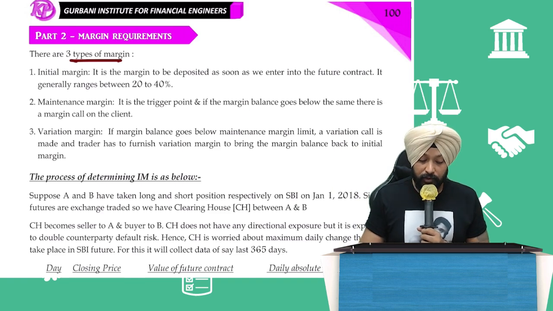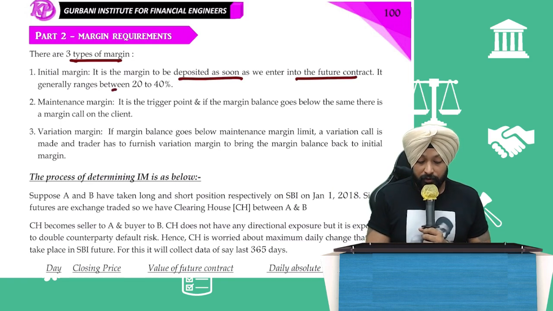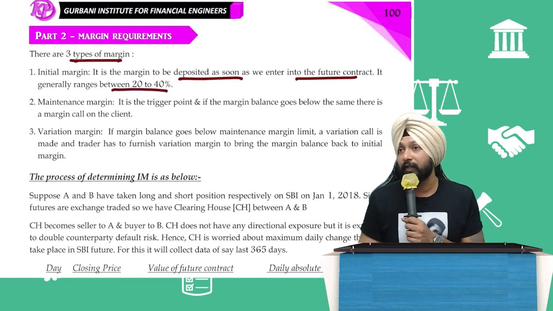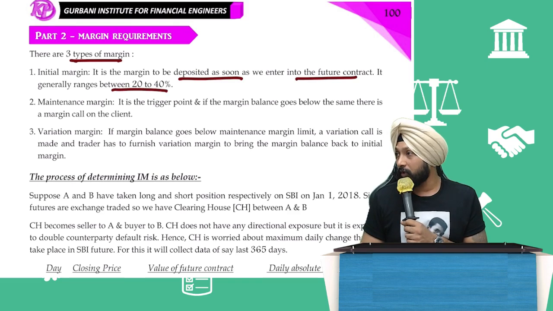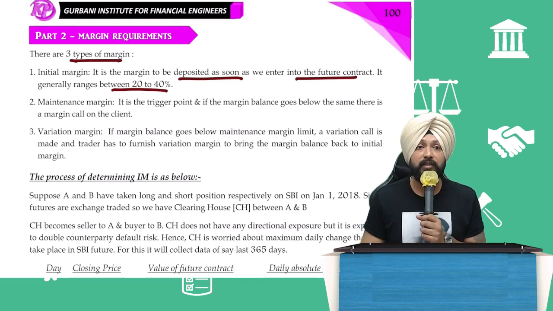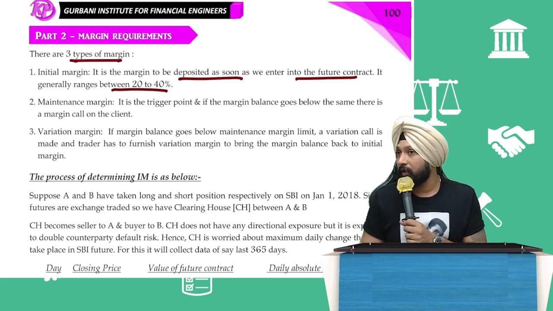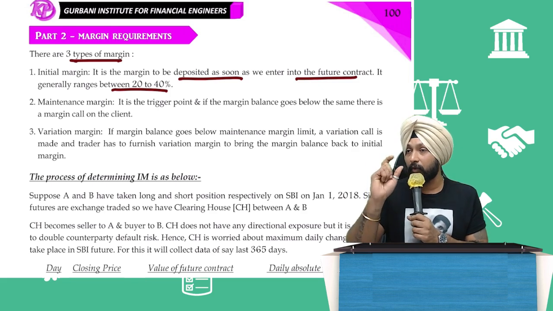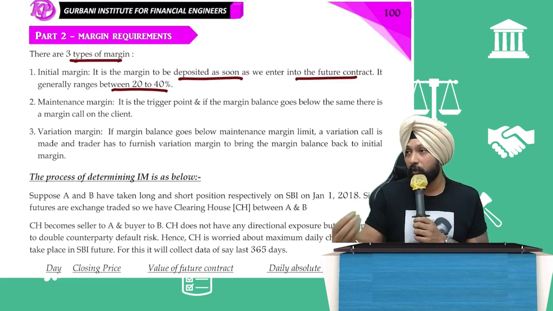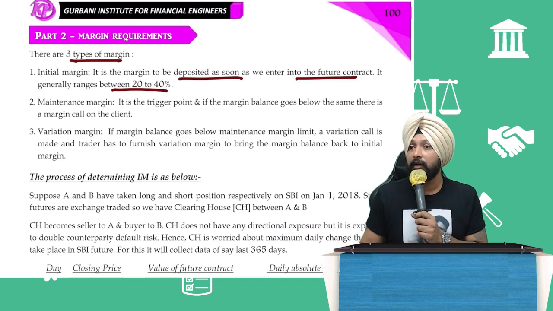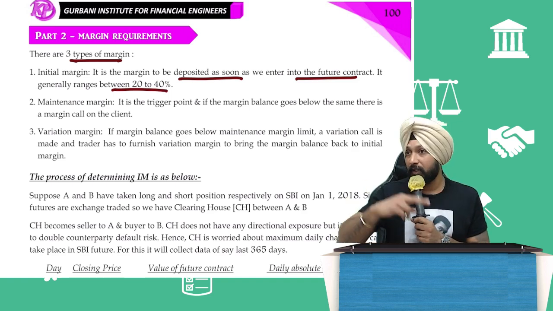One is the initial margin, which is the margin to be deposited as soon as we enter into a future contract. It generally ranges from 20 to 40%. Can it be more than this? Yes, it can be more than this. If it is a volatile counter, it can be more. If you plan to buy a future of Adani Enterprise, you may end up paying 60-70%. May. Because volatility is humongous over there. So the exchange will keep the margin requirements very high over there. Because over there a 4-5% fall, 6% fall in a day is normal. So they will keep the margins very high.